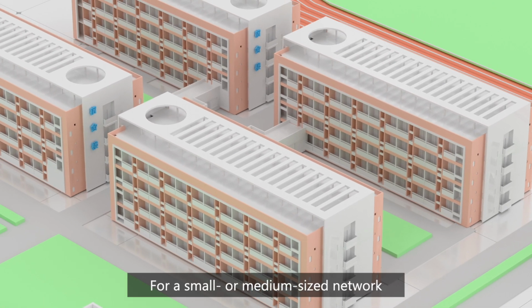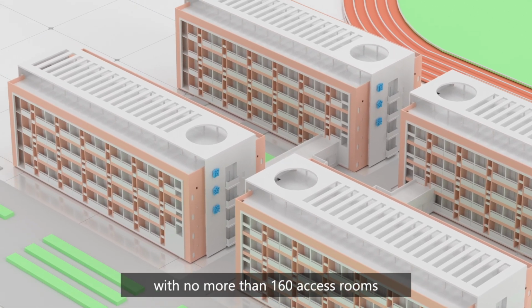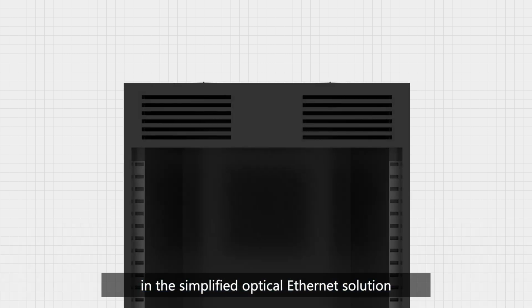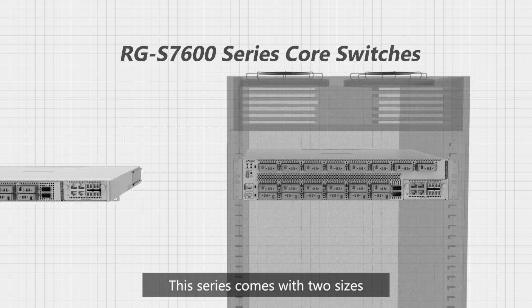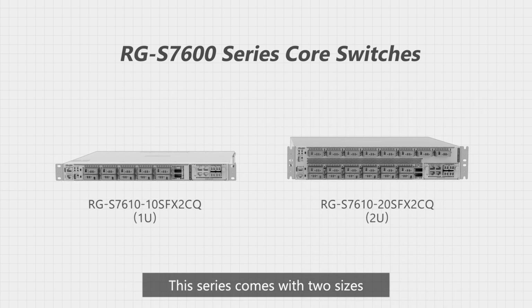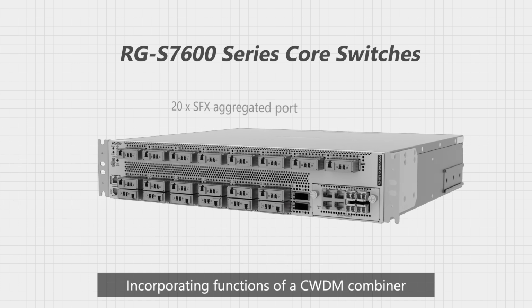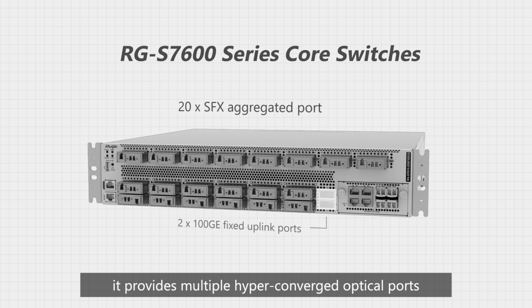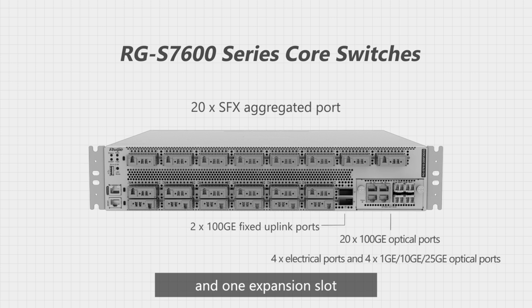For a small and medium-sized network with no more than 160 access rooms, the RG-S7600 series new fixed fiber optic switch can be used as the core switch. This series comes with 2 sizes, 1RU and 2RU. Incorporating functions of a CWDM combiner, it provides multiple hyper-converged optical ports, 2 100G fixed uplink ports, and 1 expansion slot.